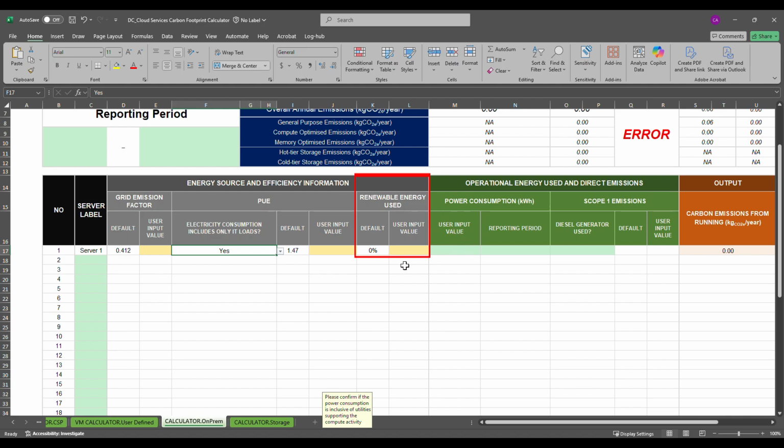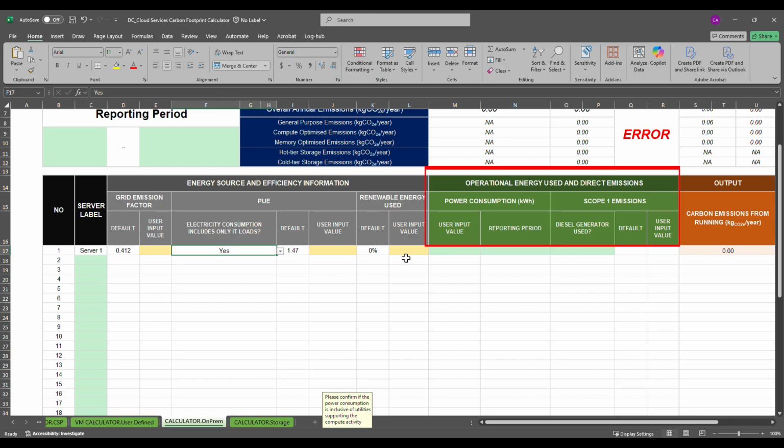The final input in this section is renewable energy used (REU). In line with the principle of conservatism, the default value has been set to 0%, as not all data centers have procured renewable energy. For a more accurate calculation, it is best to use the REU of your organization's on-prem data center.